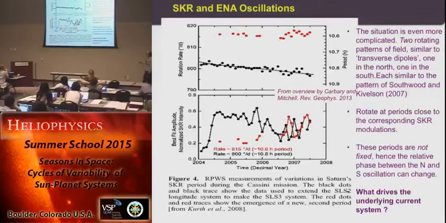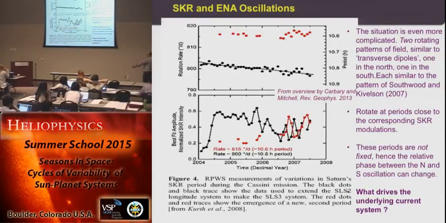So this is SKR rotation rate and period versus time over several years. The black dots indicate a period which seems to dominate when the spacecraft is in the southern hemisphere, and the red dots a period which arises in the northern hemisphere. All right, so the observations show us that the picture is more complicated, and obviously that makes it more difficult for us to come up with a model, an explanation for what we're seeing, okay? So the periods, and obviously these two periods drift with time, and so the relative phase between the northern and the southern oscillation can also change, and you get interesting effects like beating and all this kind of stuff, okay?